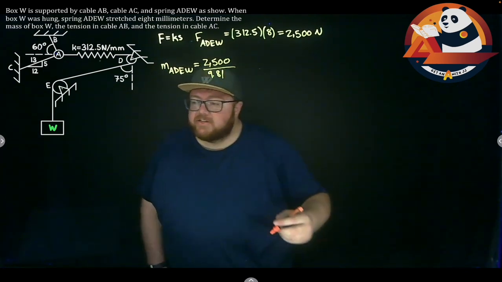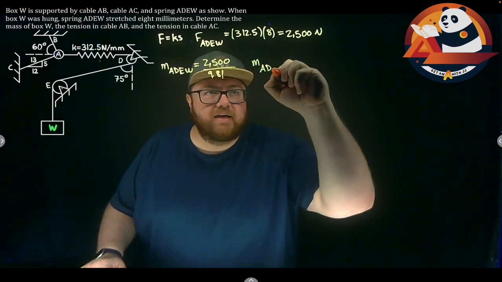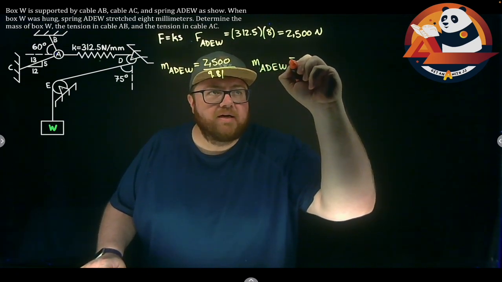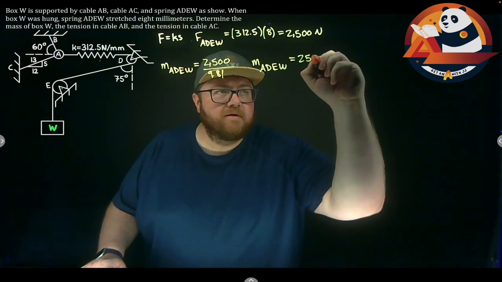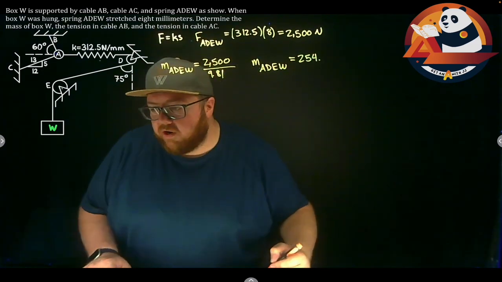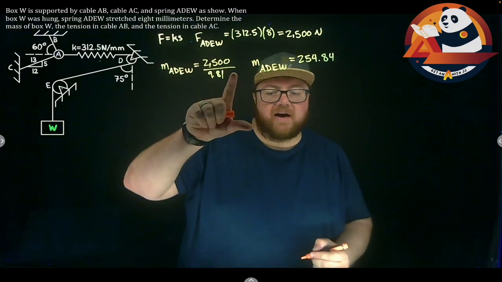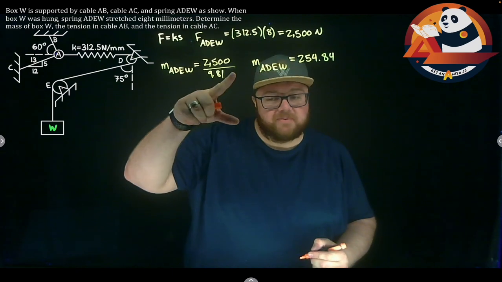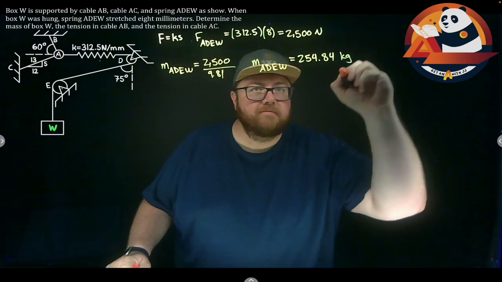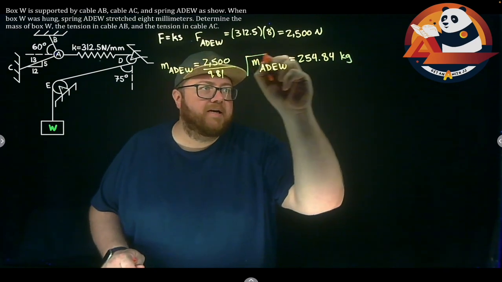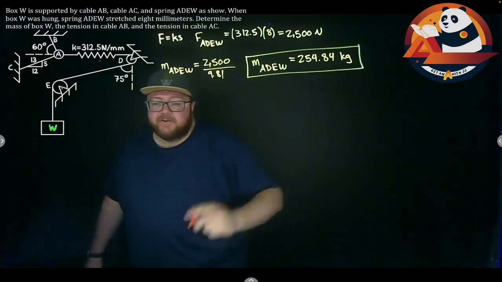And we can get our first answer here. That mass of our box, MADEW, is going to be equal to 254.84. Newtons divided by meters per second squared is going to leave us with kilograms. Or our mass is about 255 kilograms, which would be our very first answer.